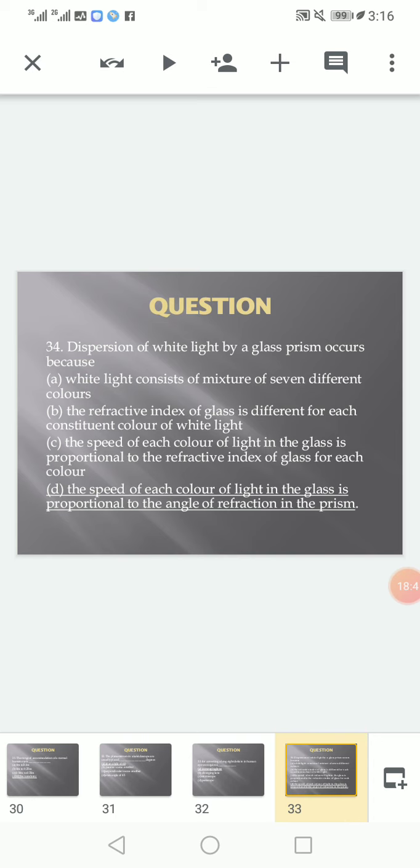So, dispersion of white light by a glass prism occurs. The speed of each color of light in the glass is proportional to the angle of refraction in the prism. Remember, this question has been asked in 3 different formats. So I need you to study it very well.